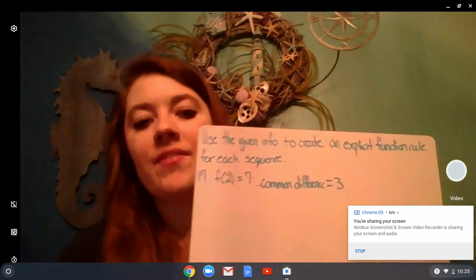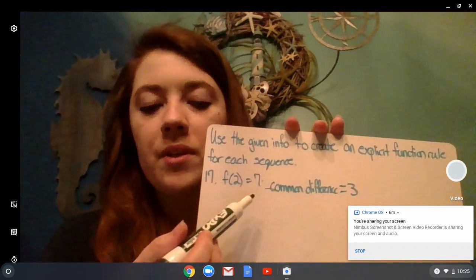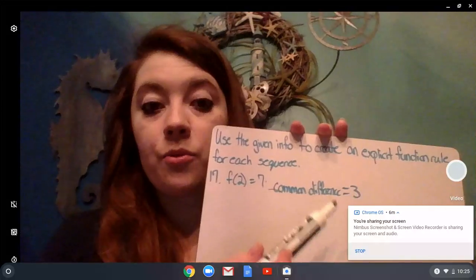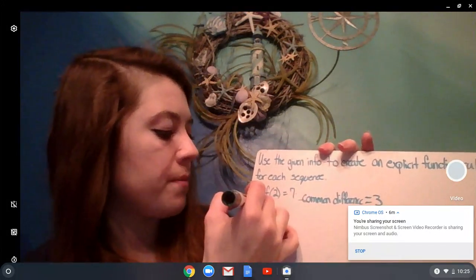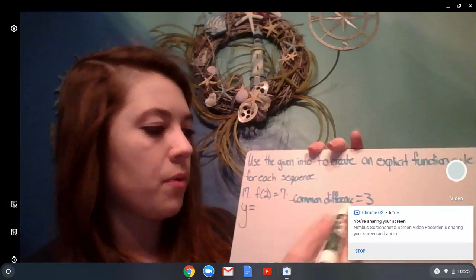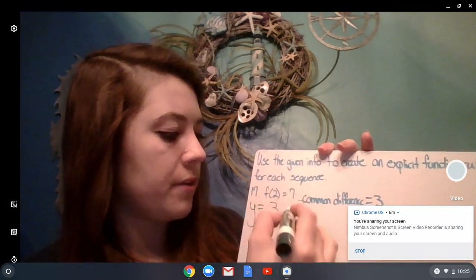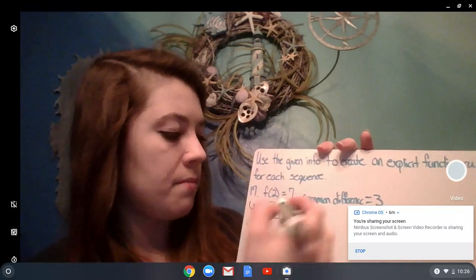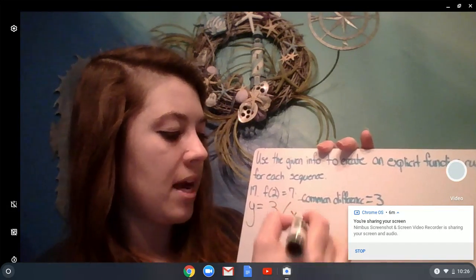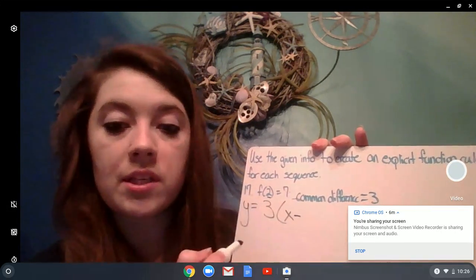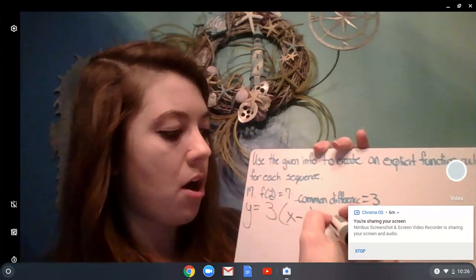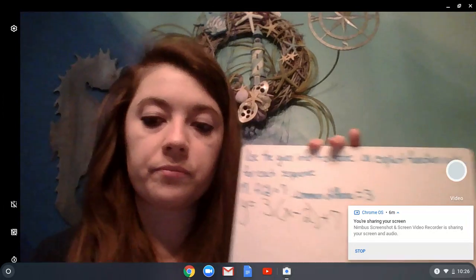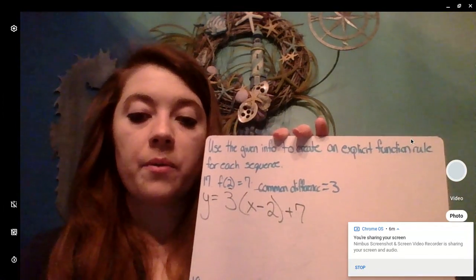So for 17, it says f of 2 equals 7, and the common difference is 3. So that means this one is arithmetic. So we're going to use point slope form to solve. So we start with y equals our slope, or common difference, which is 3, times, parentheses, x minus our x value, which is this 2 here, close parentheses, plus our y value, which was 7. So we end up with that.